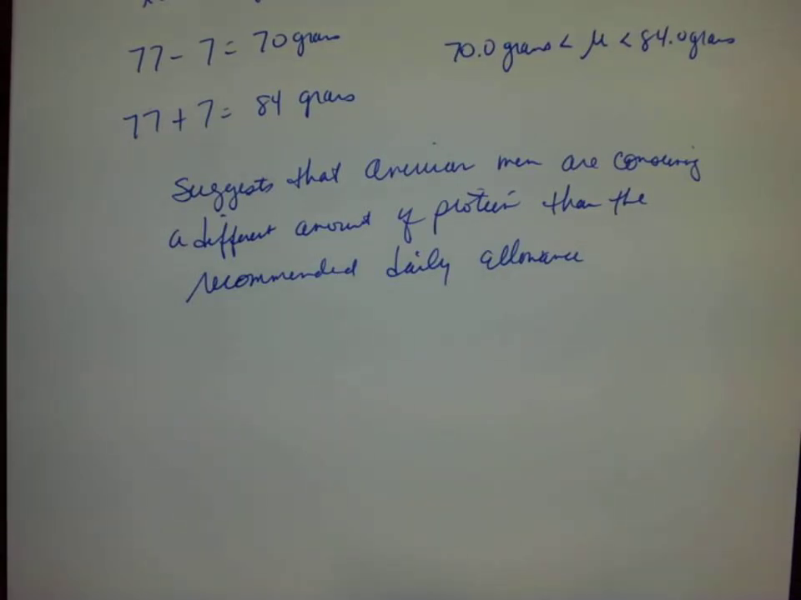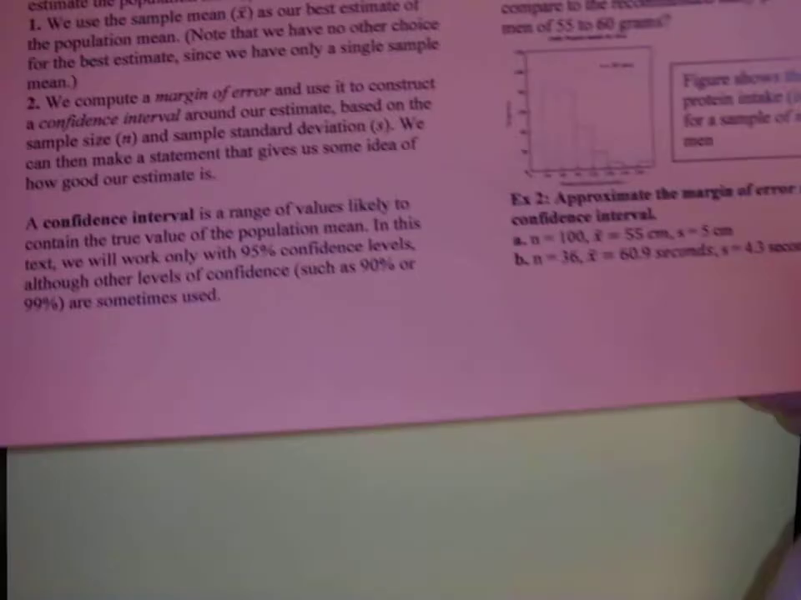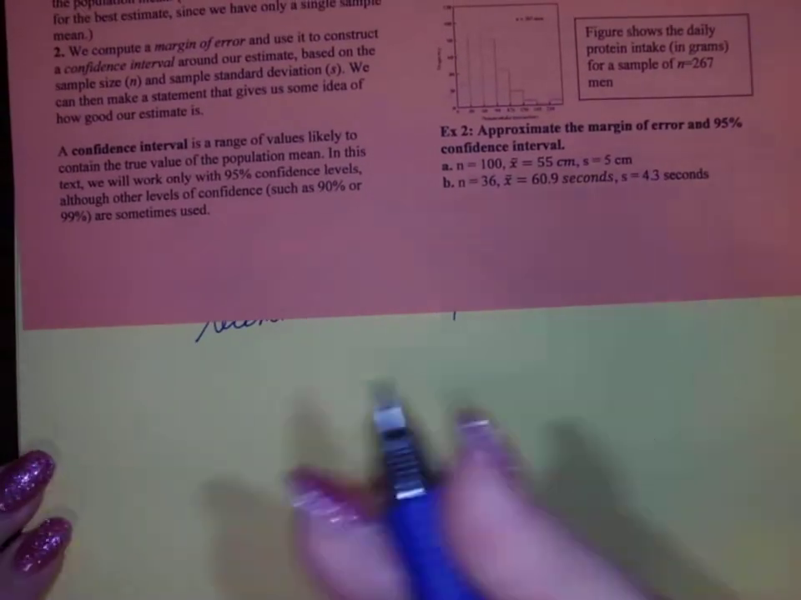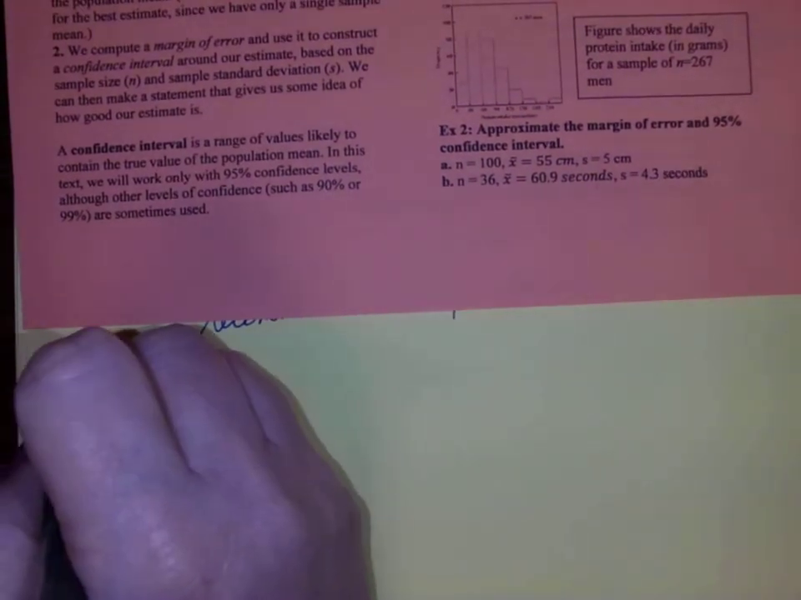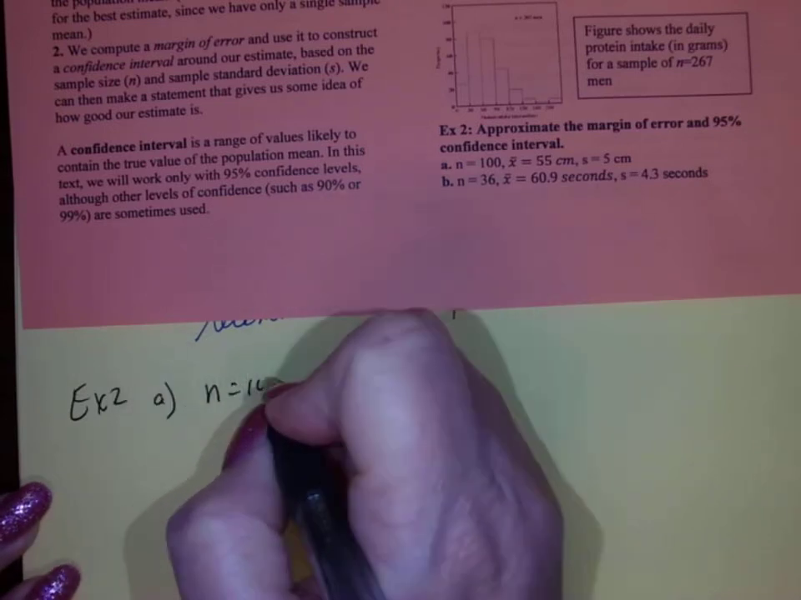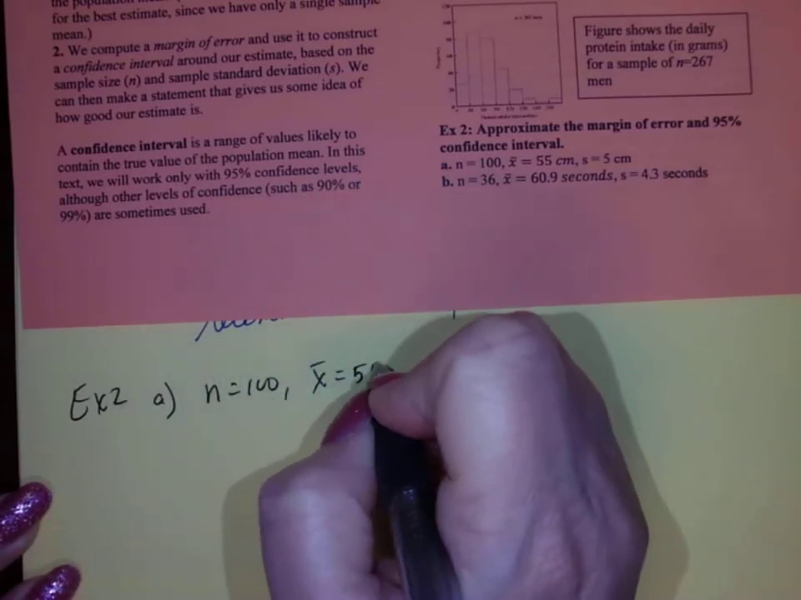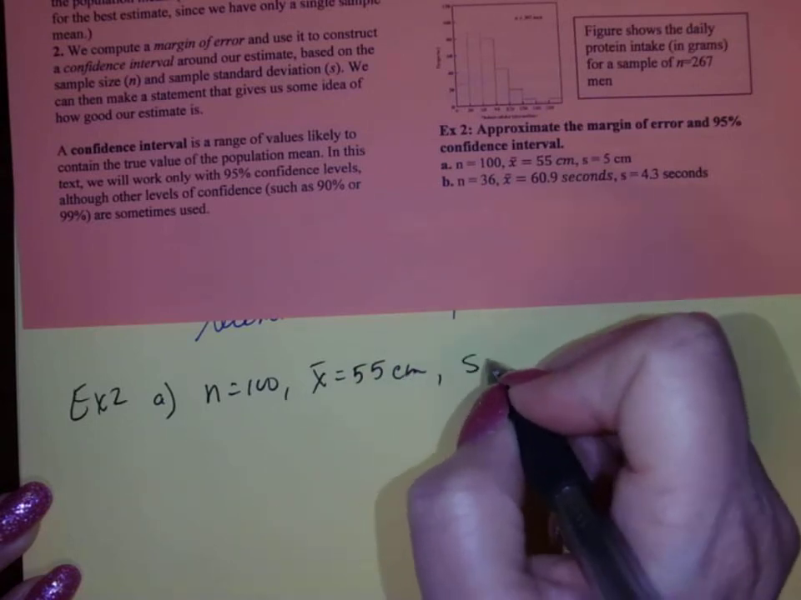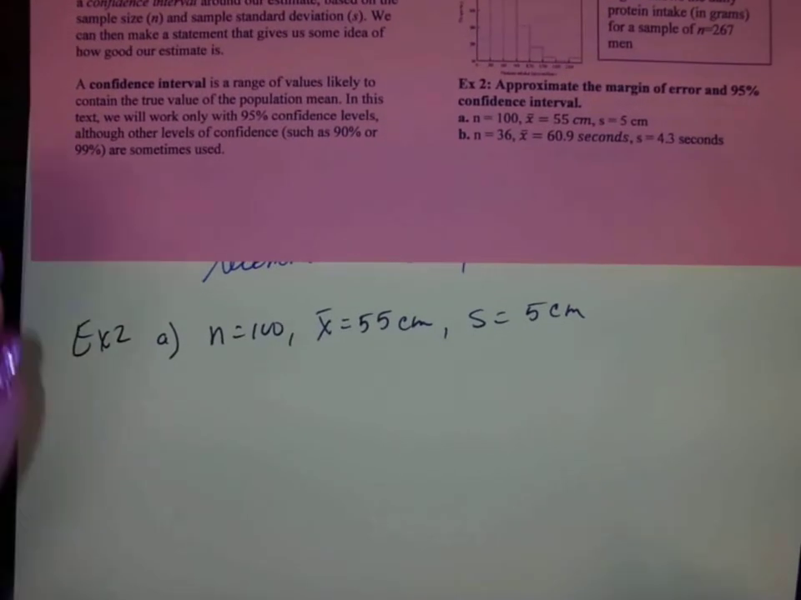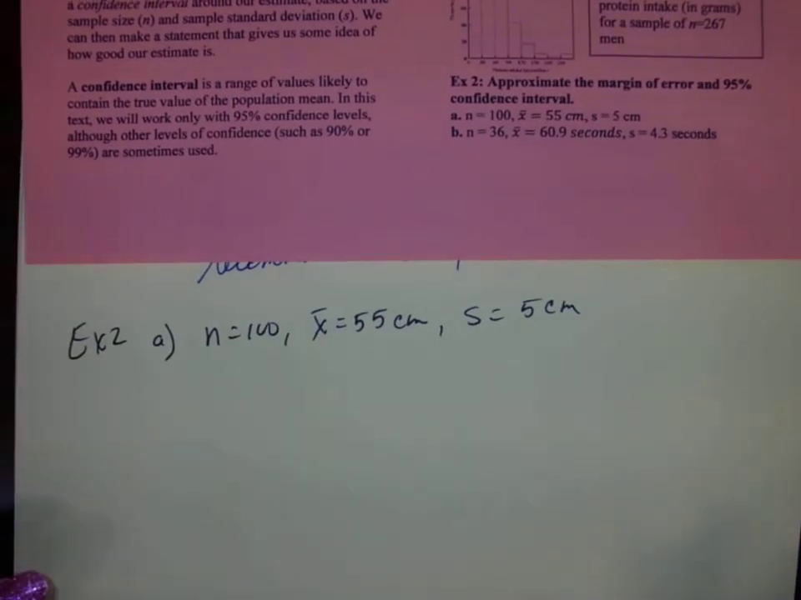Okay, so let's go look at example 2. So for example 2, approximate the margin of error and 95% confidence intervals. So we're given some values here. For part A, n is equal to 100, x bar is equal to 55 centimeters, and s is equal to 5 centimeters. And I want to find the margin of error and the confidence interval.